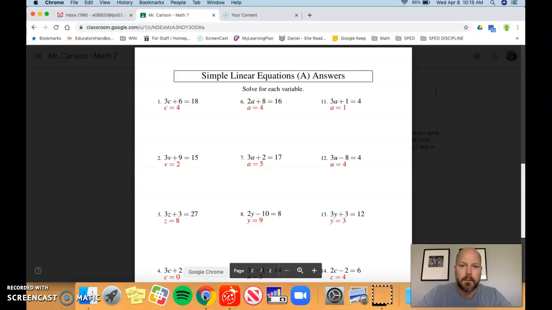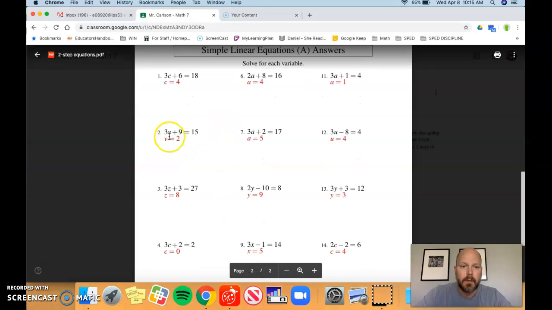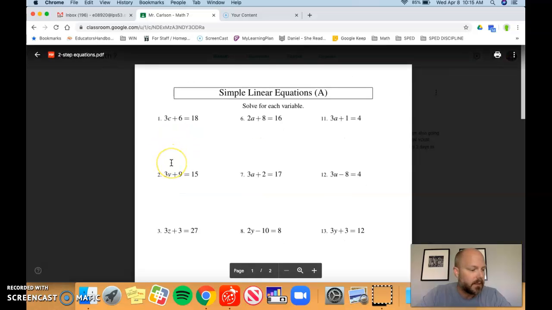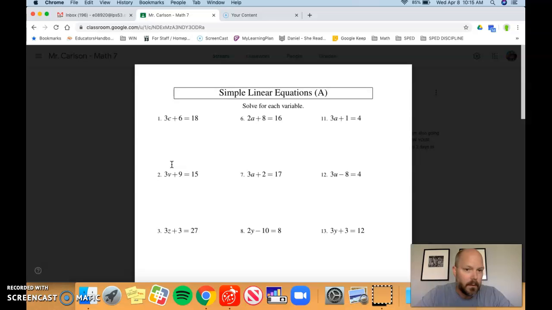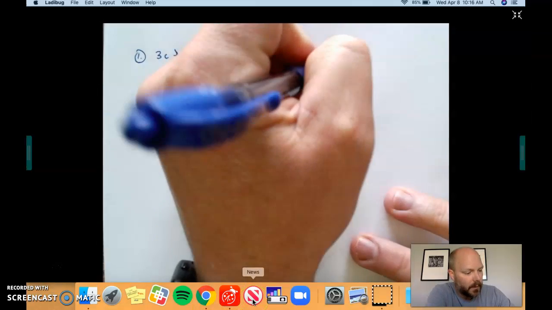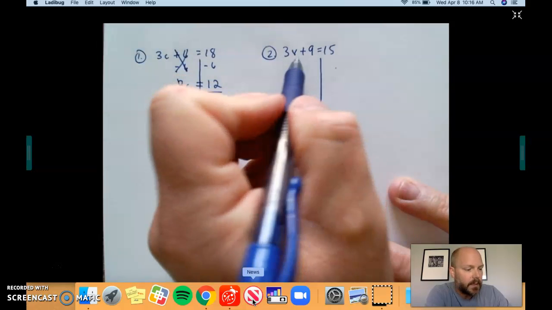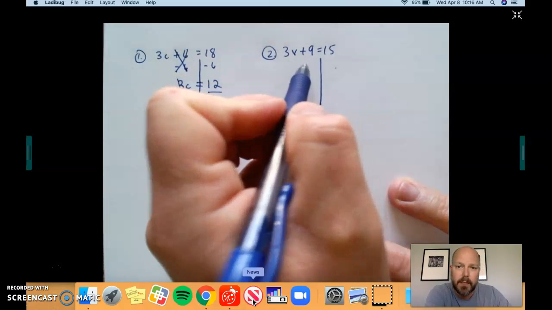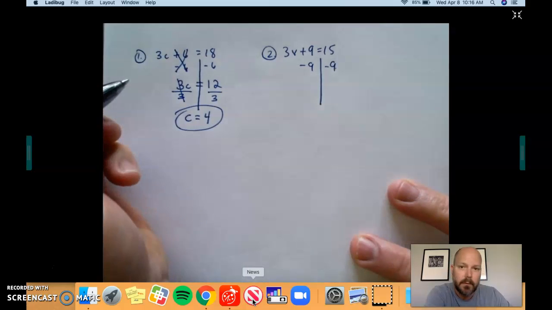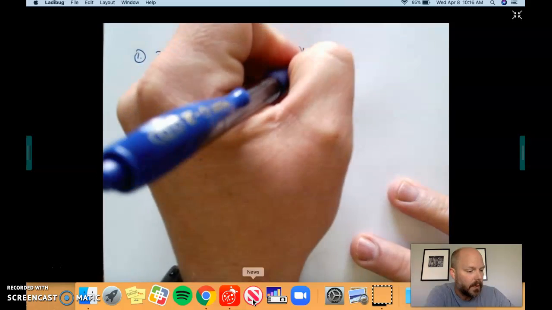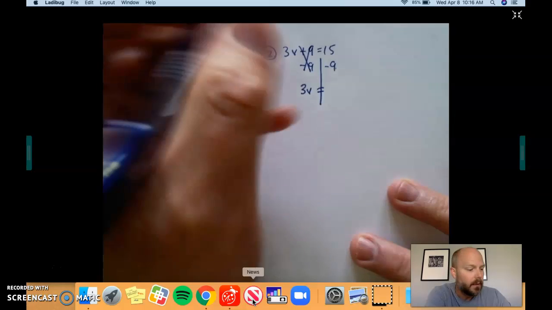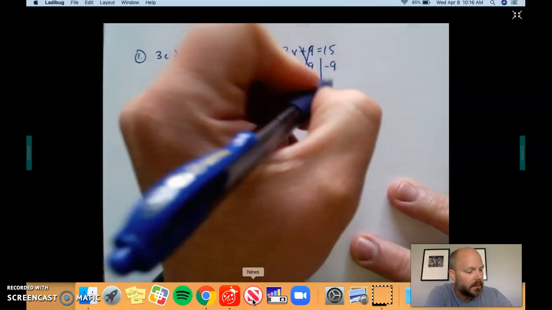This is 2. 3v plus 9 equals 15. Okay? Draw your line. Start on the side of the variable. Here I have plus 9. I want to get rid of that first, so minus 9 on both sides. Okay? That goes away. Bring down my 3v and my equal sign. 15 minus 9 is 6.